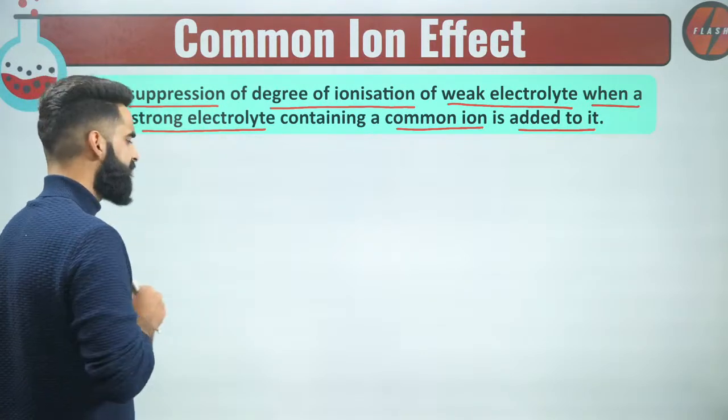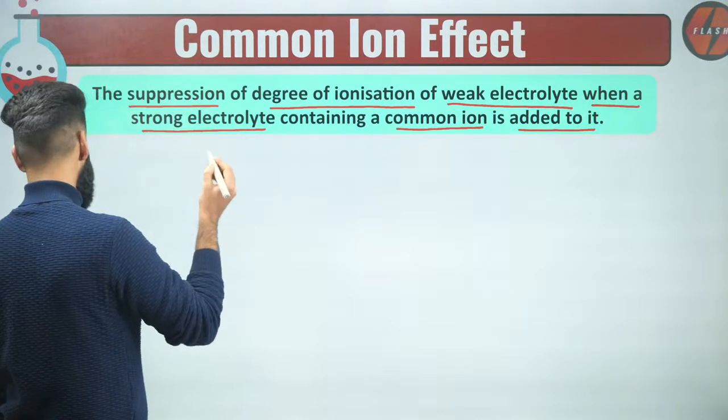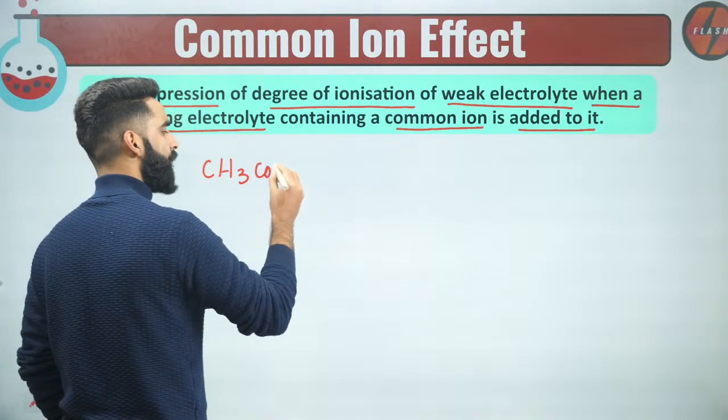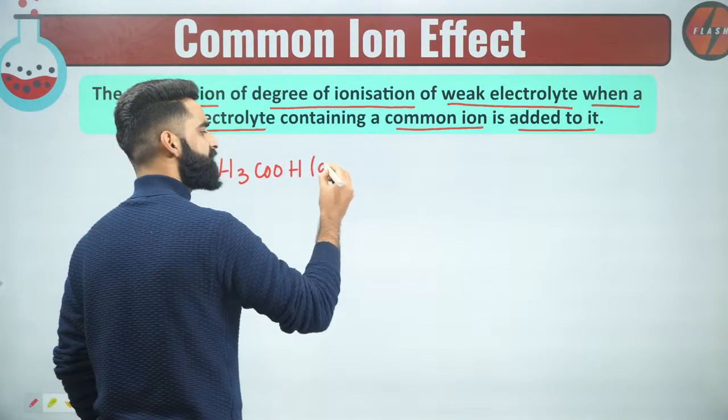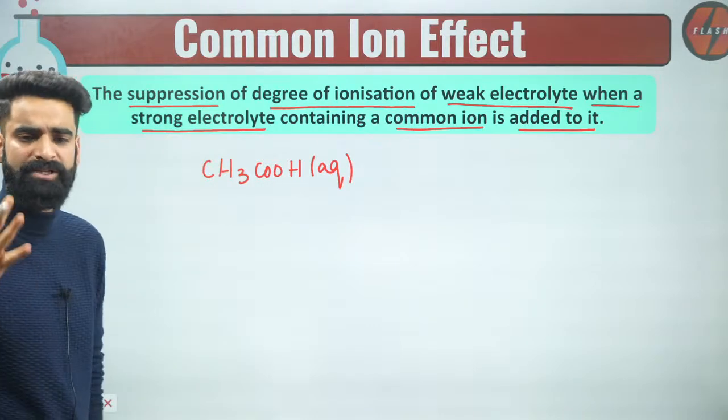Okay, see guys. For example, I'm taking one weak electrolyte right here. Let's say I'm taking one weak acid. For example, I'm taking CH3COOH. This is one weak acid right here. That means this is a weak electrolyte, because weak acids are examples of weak electrolytes.